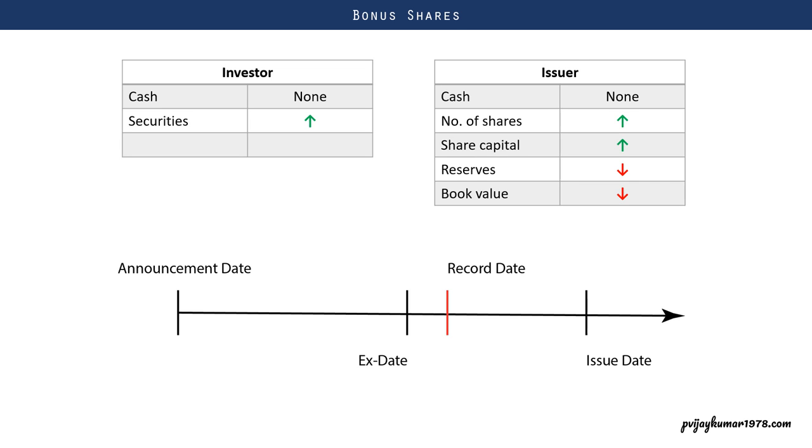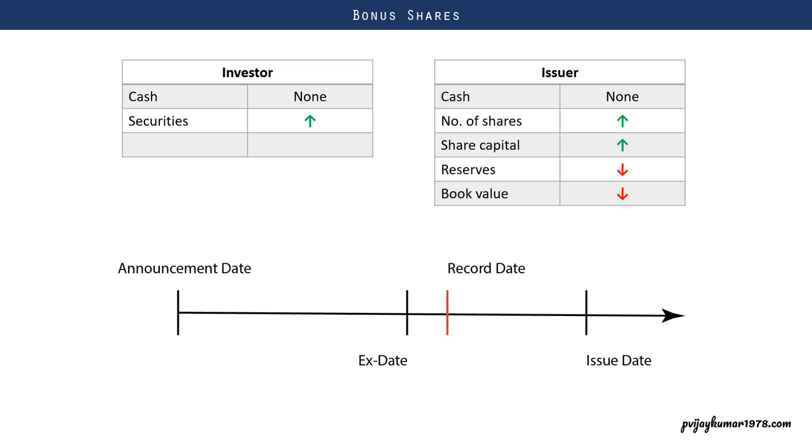Distribution of bonus shares from the profits of the company reduces the reserves and surplus of the company but increases the share capital of the company. To put it in another way, bonus is more of an accounting adjustment whereby the reserves and surplus of the company is converted into share capital.